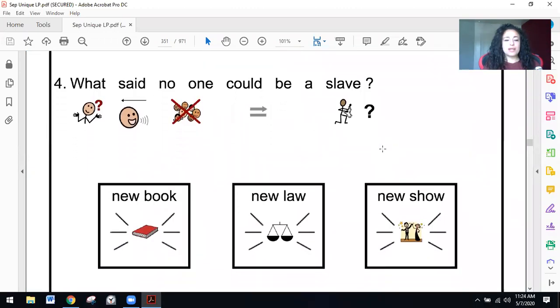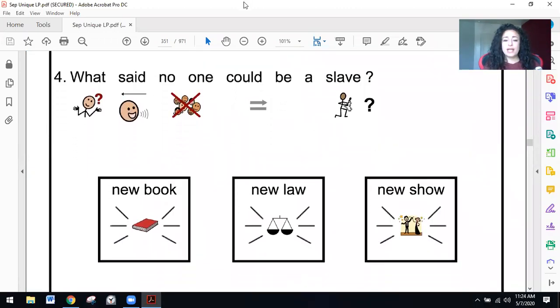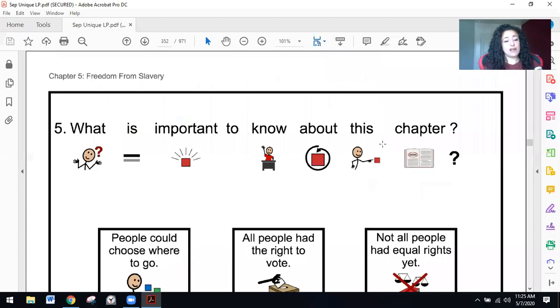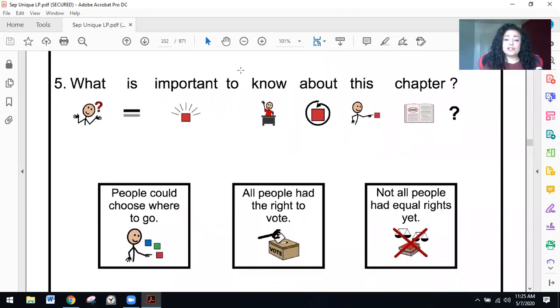Number 4, what said no one could be a slave? The law, the new law that the government signed, came up with, and was signed by Abraham Lincoln, okay, who was the president. He's part of the government. What is important to know about this chapter? This is a tricky question, guys. Pay attention.